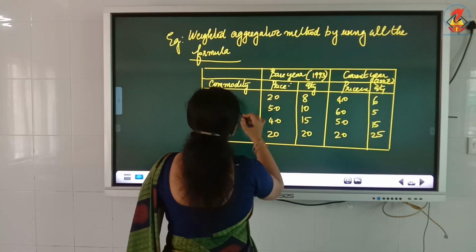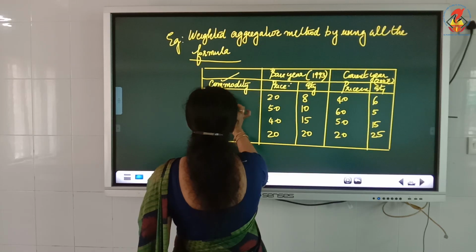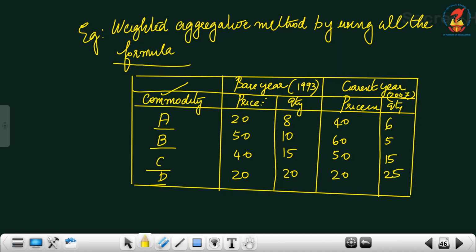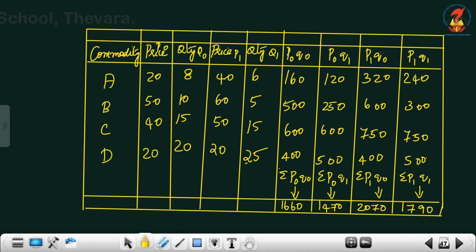So for that the necessary things are given here. Commodities are A, B, C and D. Then price, quantity, price, quantity. See, price of 1993 and quantity of 1993, isn't it? So this will be P0 and Q0. Now here current year price and current year quantity, that will be P1 and Q1. Now what I want you all to do is just to go through the table which is given here on the board. See, all the items are given here, A, B, C and D. Price of the base year, quantity of the base year, price of the current year, quantity of the current year.